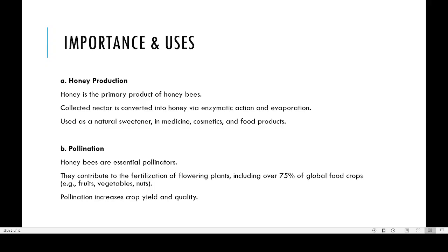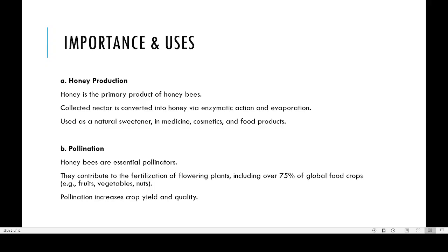So if there is a shortage of honeybee, we don't directly realize it. But if honeybees are dying, that means 75% of our food crops, mainly the fruits, vegetables, nuts, etc., will not be able to pollinate. And that will result in their gradual destruction, and there will be shortage of food. So this is how honeybees are playing a very valuable service to human beings.